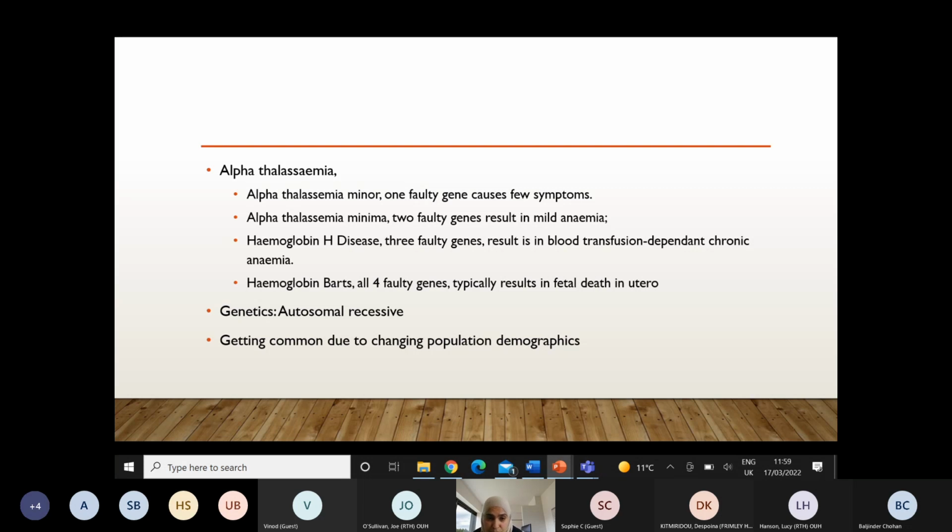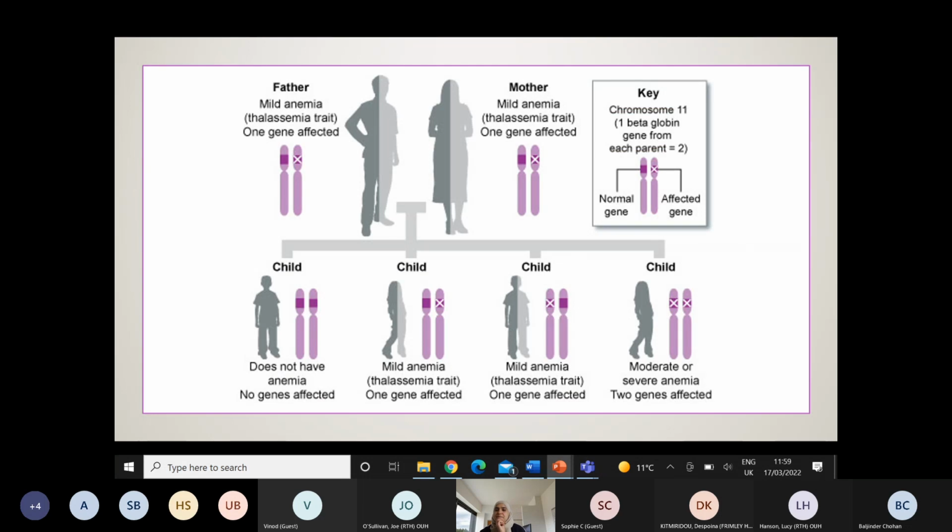Luckily, both of these disorders are autosomal recessive, which is great. Previously we said they were less common in the UK population, but because population demographics are changing, we are seeing more of these disorders in the UK. That's a nice picture, which I copied from RCOG e-learning. If you want to look at it in a descriptive way, it's quite simple how you get beta thalassemia. That will help in counseling.